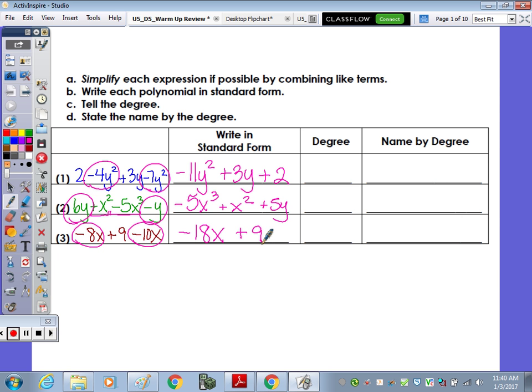Now the degree is the highest exponent. So since it's standard form, I just need to look at the term up front. This would be a degree 2, degree 3, and when no exponent's written, it's degree 1.